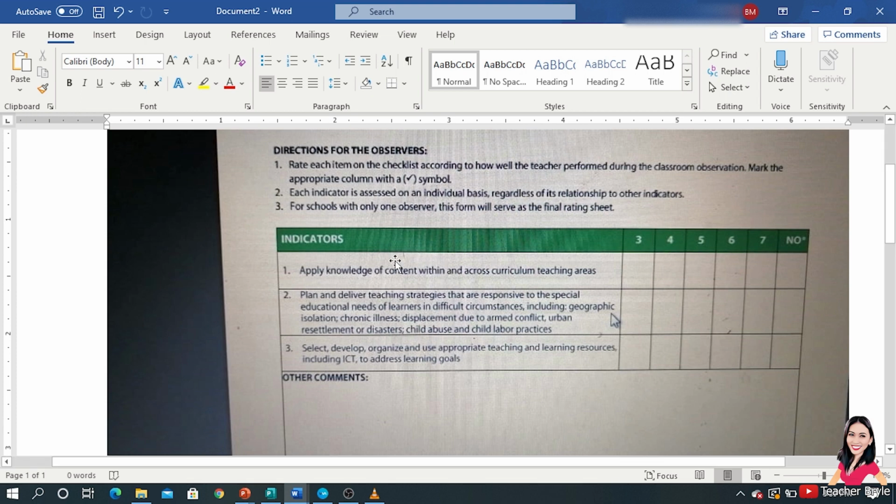And next indicator: plan and deliver teaching strategies that are responsive to the special educational needs of learners in difficult circumstances, including geographic isolation, chronic illness, displacement due to armed conflict, urban resettlement or disasters, child abuse and child labor practices. So this must be seen in your plan and also during the classroom observation.